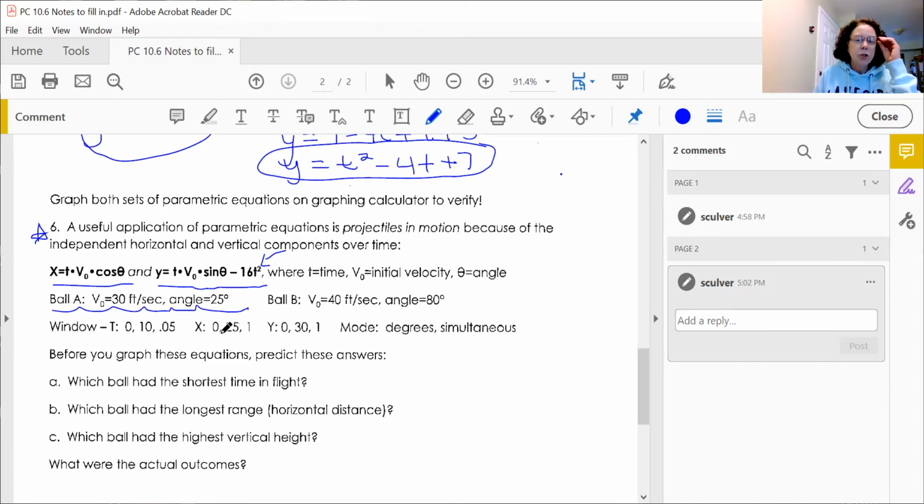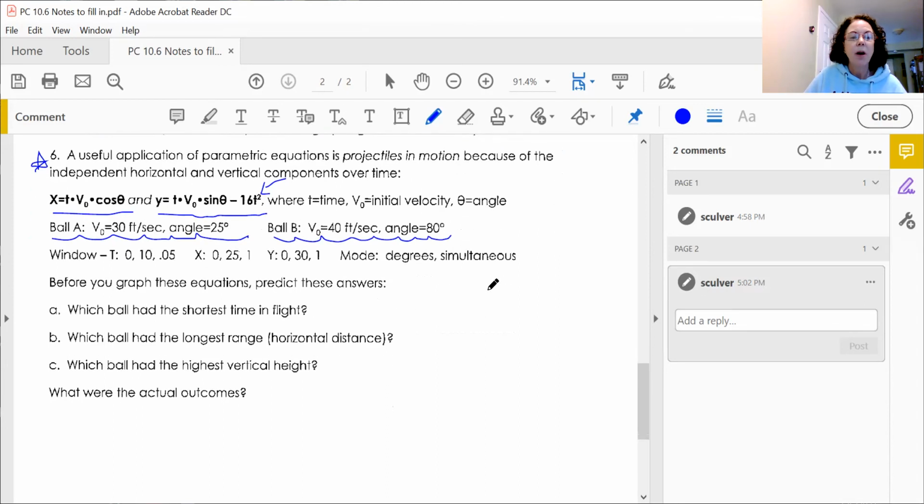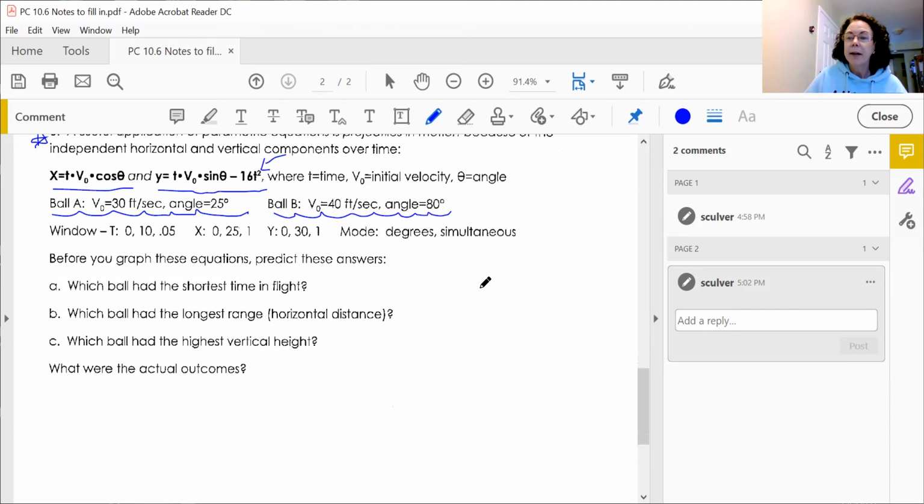So what we're going to have here is a ball A. It's going to have an initial velocity of 30 feet per second and an angle of 25 degrees. So we're going to need to be in degree mode. Ball B has a higher initial velocity of 40 feet per second, but its angle is 80 degrees, much higher, right? Nearly vertical. So what we're going to do is we're going to graph both of these balls on our calculator on an X1, Y1, and then on an X2, Y2.